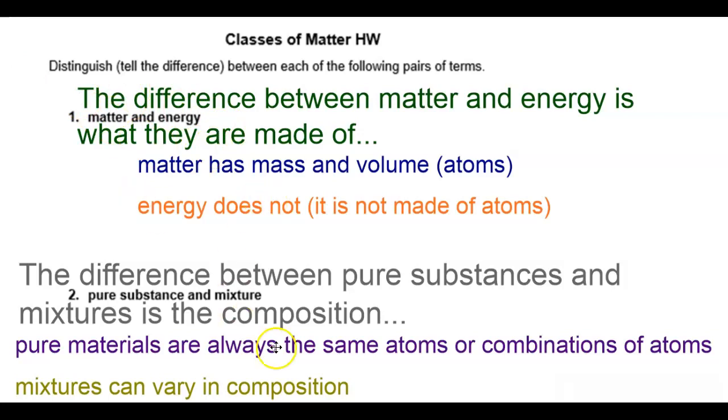And we wanted to tell the difference between different terms. Remember, matter is anything that has mass and volume made of atoms, whereas energy does not. It is not made of atoms. So therefore, it does not fit into our classification system at all. It would just be outside of that.